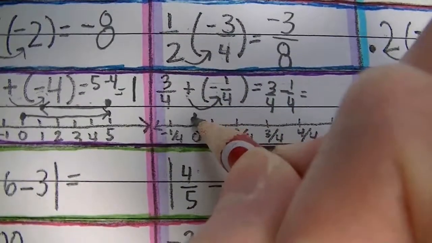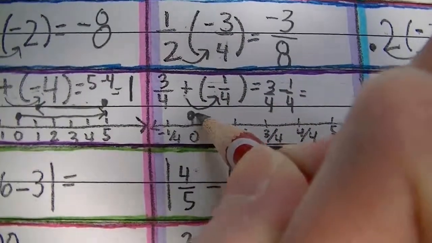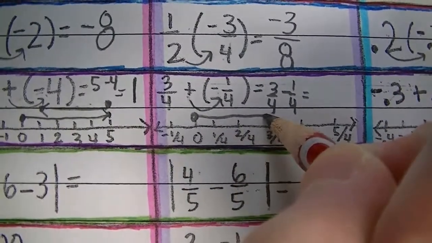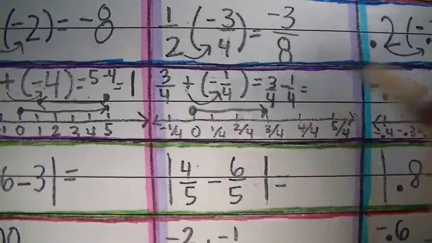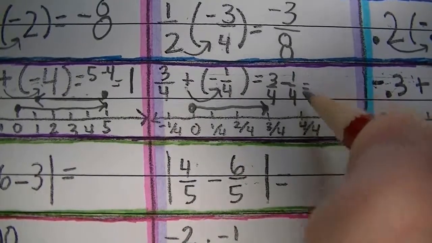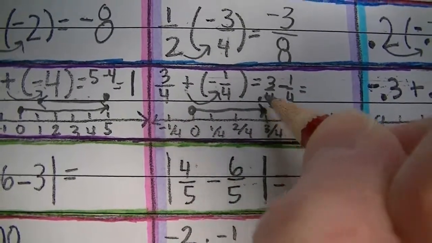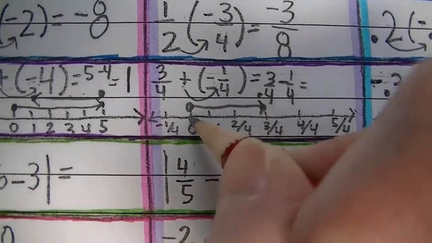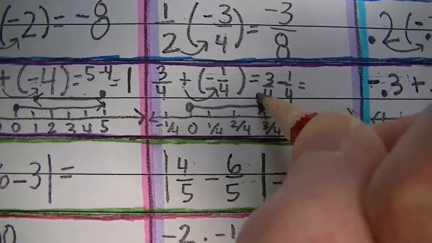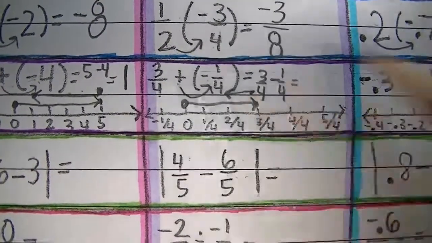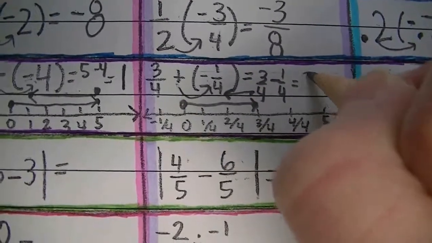Okay, I'm going to start at 0. It's a positive 3/4, so I'm going to go to the right to 3/4. Draw my vector. Now I have to go to the left because that's a minus 1/4. Just 1/4 of a unit. So since I'm counting by 1/4, I would just go over 1 to right there. And I would get 2/4 as my answer.